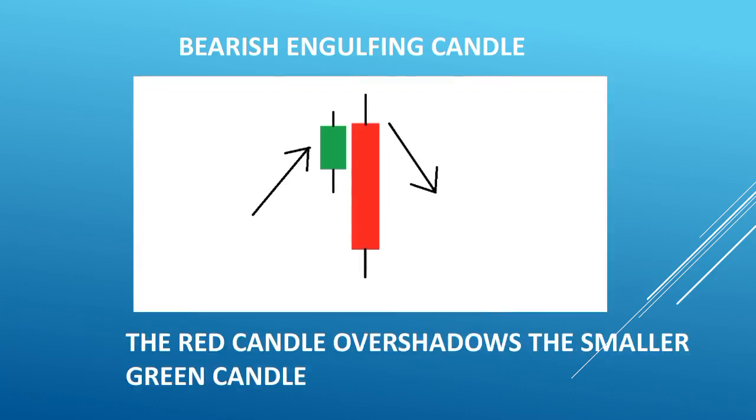The red candle overshadows the smaller green candle. As shown on the screen, the smaller green candle on the left will most likely be at the end of the bullish trend at the top. Then it is followed by a much longer red candle that overshadows it from wick to wick.